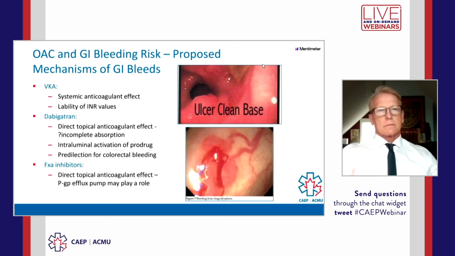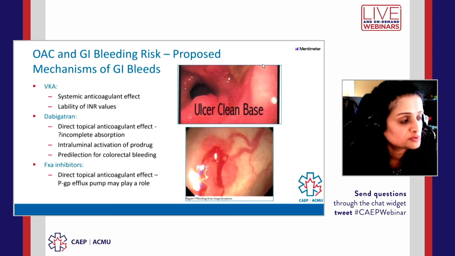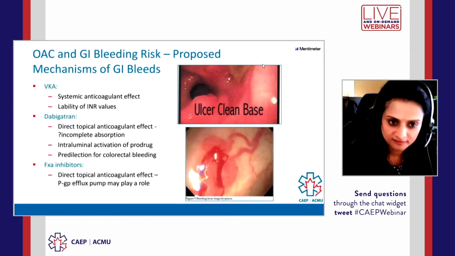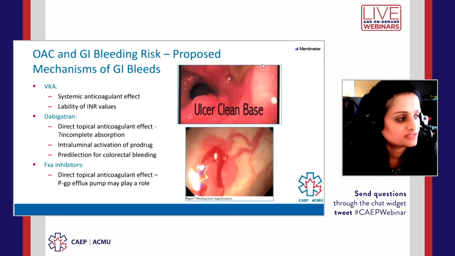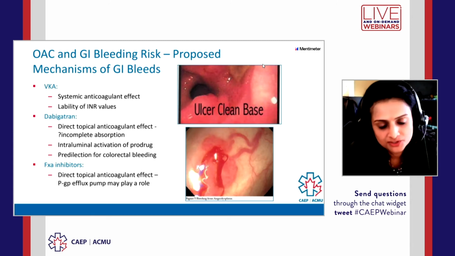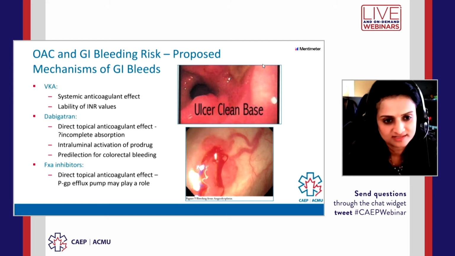Regarding oral anticoagulant associated GI bleeding, we talked a bit about the proposed mechanisms because they're a bit different when you compare warfarin versus a direct oral anticoagulant agent. In warfarin, it is said to be just because of the systemic anticoagulation effect. And of course, lability of their INR values would play into this as well. But when it comes to the DOACs, as you know, the concern has always been that there is a slightly increased GI bleeding risk with these agents.